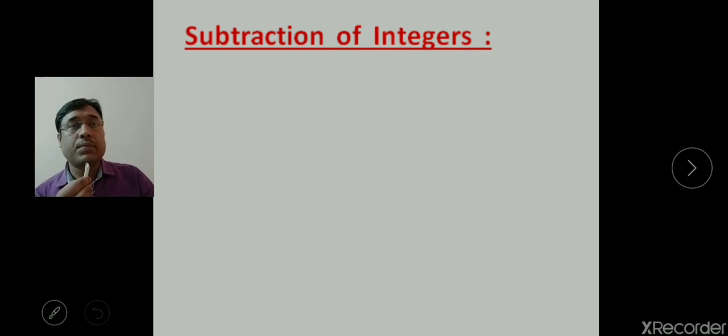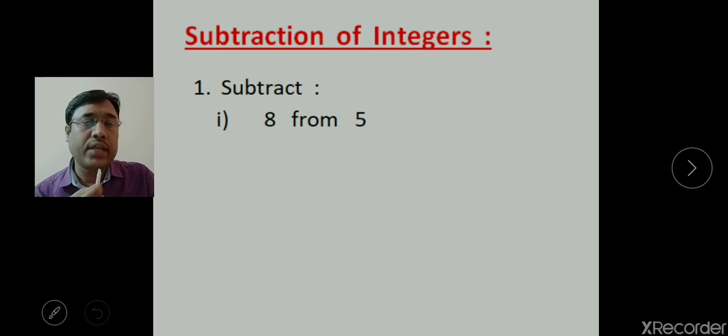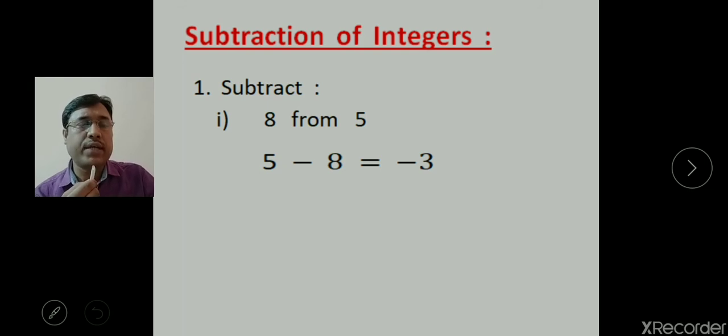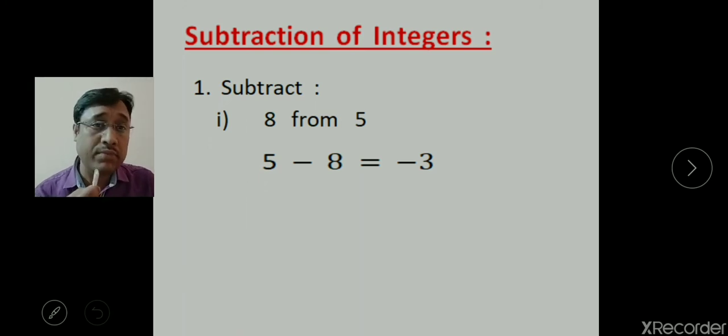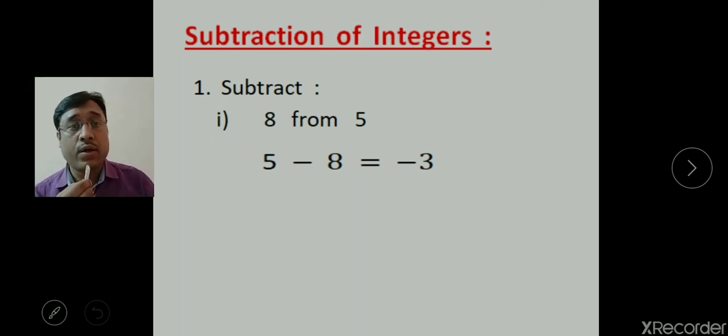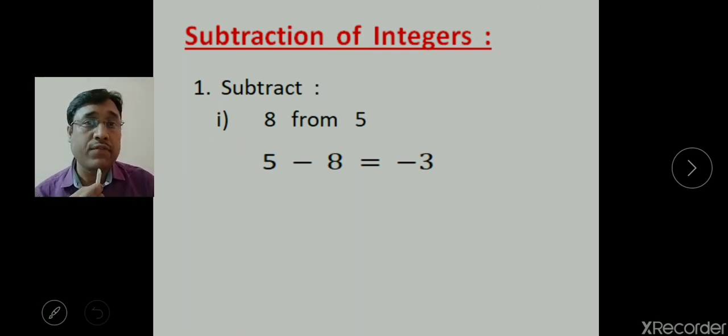Now we have subtraction of integers. So, some questions here. Subtract 8 from 5. We can solve it in the given way: 5 minus 8, because from 5 you have to subtract. So 5 minus 8 equals minus 3. Here the larger number is being subtracted from the smaller number, therefore the result will be negative. You can also find the difference between 8 and 5 and give the sign of the greater numerical value.